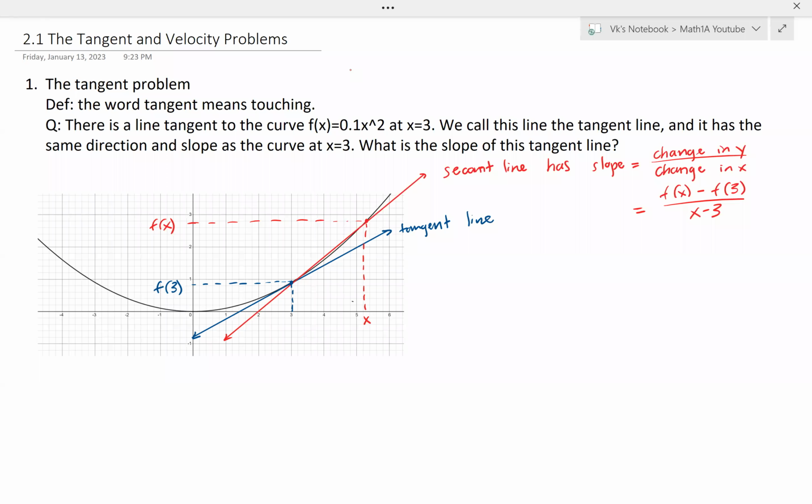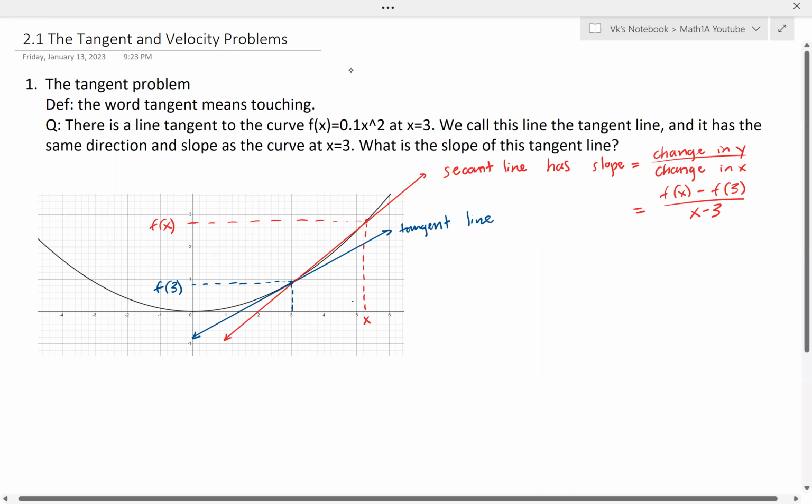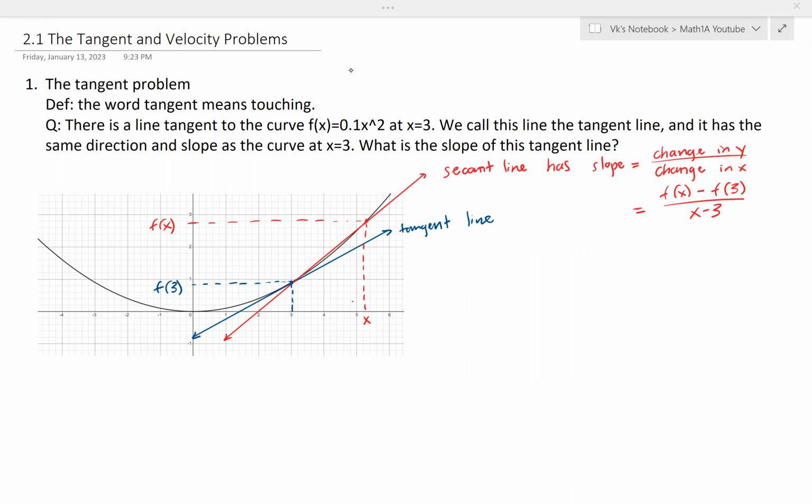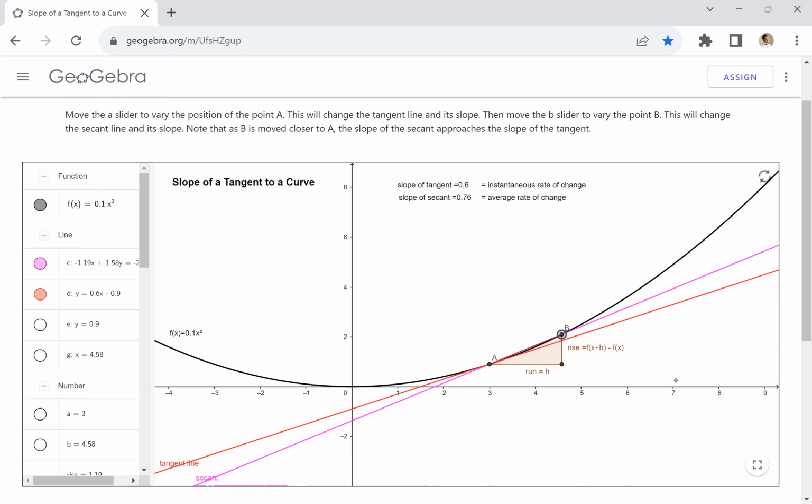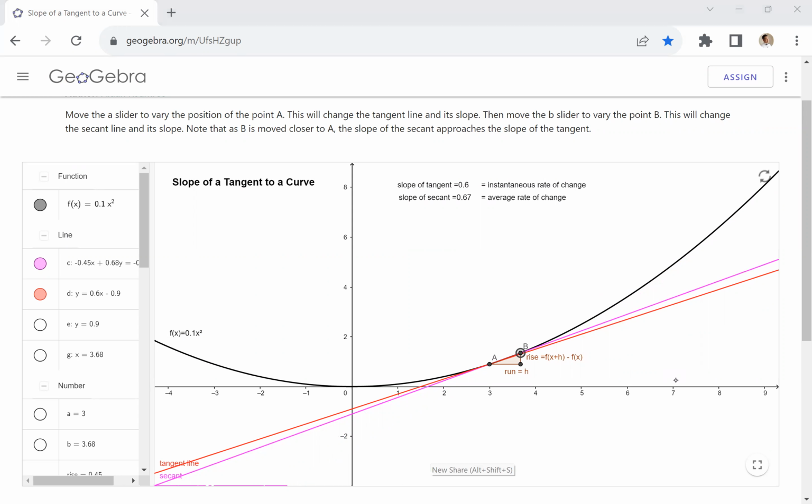Notice that if we move the point on the right side of the second line to the left side, the slope of the second line becomes the slope of the tangent line. Let's do a demo here. Okay, let's take a look. As we move this point B toward point A, you see that the slope of the second line becomes the slope of the tangent line. Pretty cool, huh?